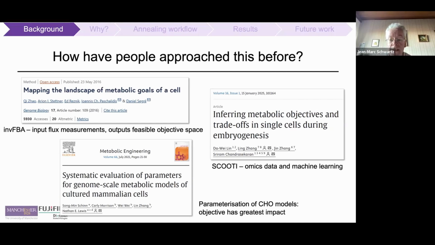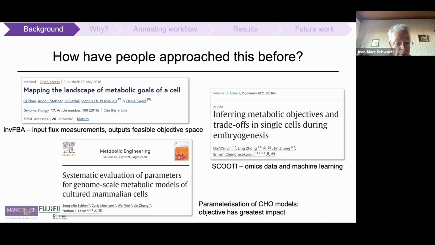There was this more recent article which introduced something called SCUTI. In this case, they need omics data. So they took an approach using omics data and machine learning in order to try and infer metabolic objectives in single cells. Here again, it's a very nice work, but it's based on omics data, so we don't necessarily always have omics data for the problem we want to resolve.